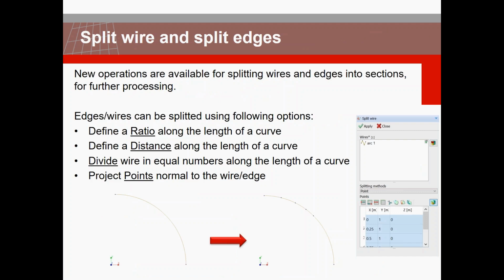On the other hand, if you have a continuous wire or edge, you can break, split, and divide it based on different tools and options that we have. This division can be identified based on a ratio, where you define a ratio along the length of your curve or edge. You can define an explicit distance, or you can define a series of nodes, and then based on the projected position of these points, you can split your edge or curve.